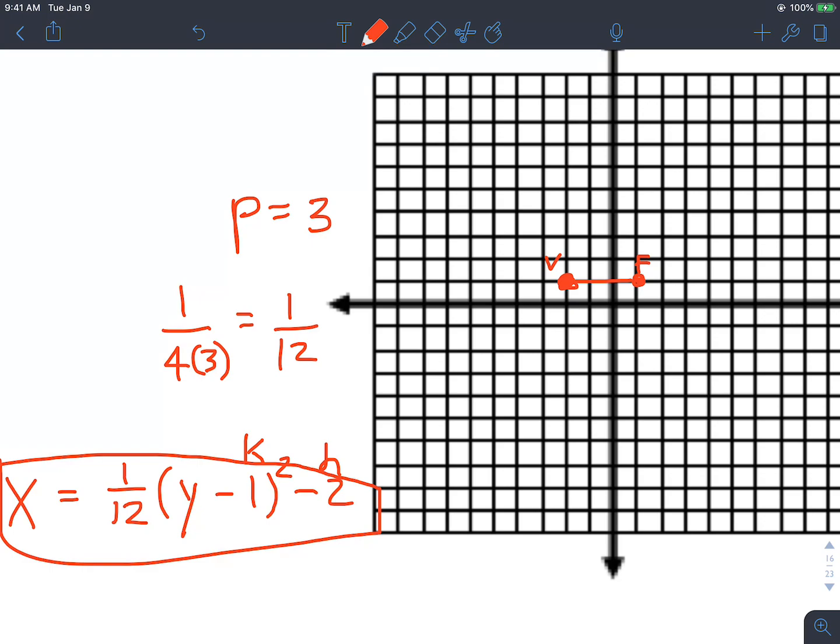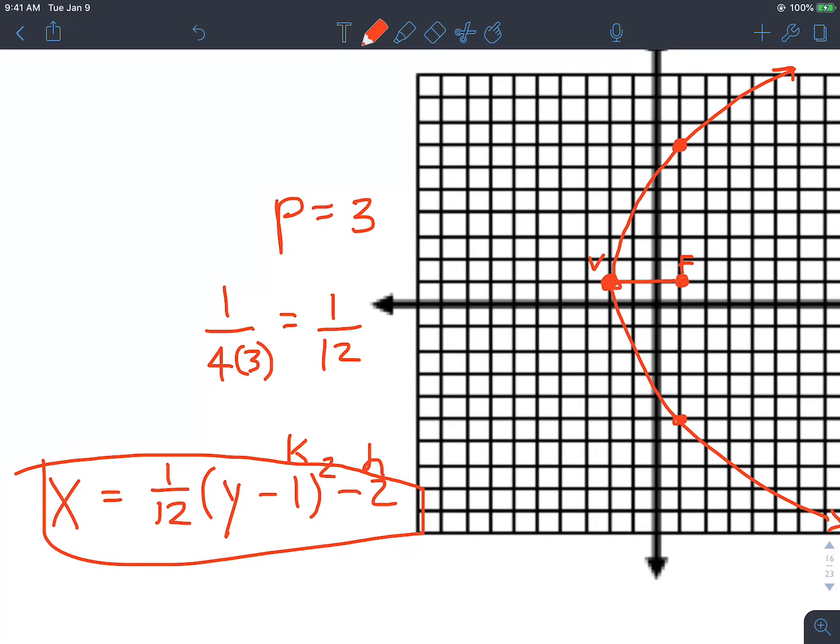My LR distance will be the reciprocal of that A value. That'll be 12 total units, 6 above and 6 below. I think that's going to come up here to 7 and 5 right there. So very, very wide looking graph. And if you want to get your directrix, I guess 3 units the other direction. 1, 2, 3.